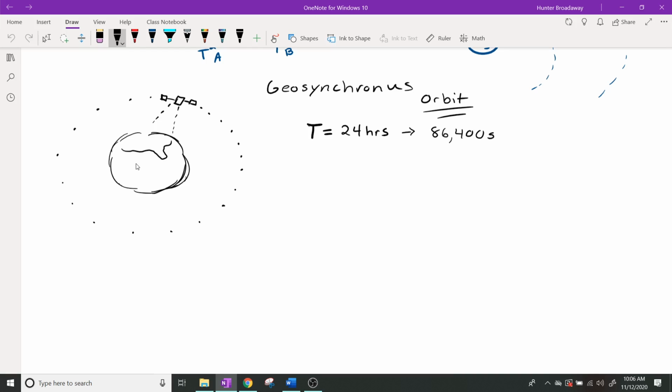So we're looking for the distance. And then the second part is, what must be its orbital speed? So we're looking for the distance. How high does this thing actually have to be? So we can just call that distance d.